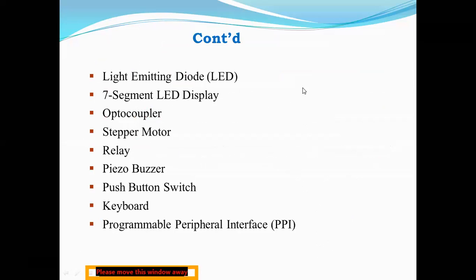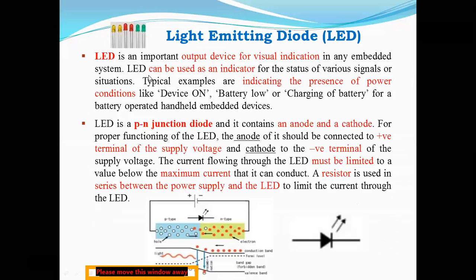Just see here, there are different types of actuators and some display devices which are used in the embedded system. So first we will see the light emitting diode, right, which you have seen in most embedded system applications also. 7-segment LED display, optocoupler, stepper motor, relay, piezo buzzer, push button switch, keyboard, and programmable peripheral interface. So these are the different IO subsystems. These IO subsystems may be either the sensor or the actuator. So first we will study the light emitting diode.